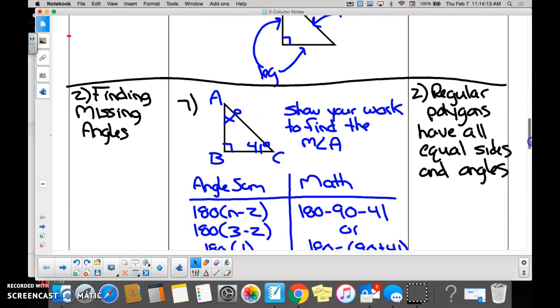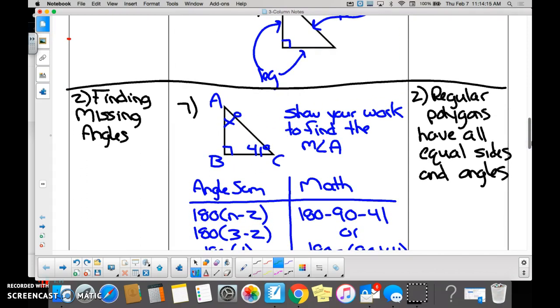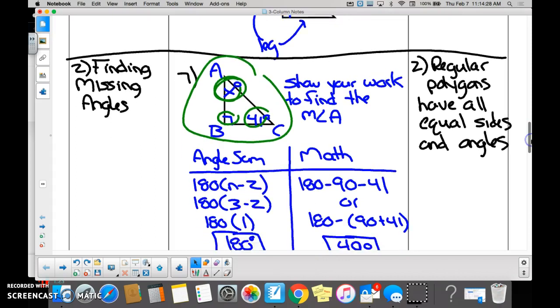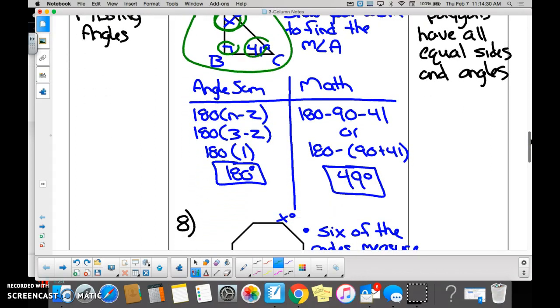All right, number 7. You needed to solve for x, right? Yes. In order to solve for x, you need to know how much each of these 3 angles add up to, right? Yep. So then what we did is we created a t-chart, and we used the Angle Sum Theorem, which is 180 times n minus 2, which we just talked about, right?